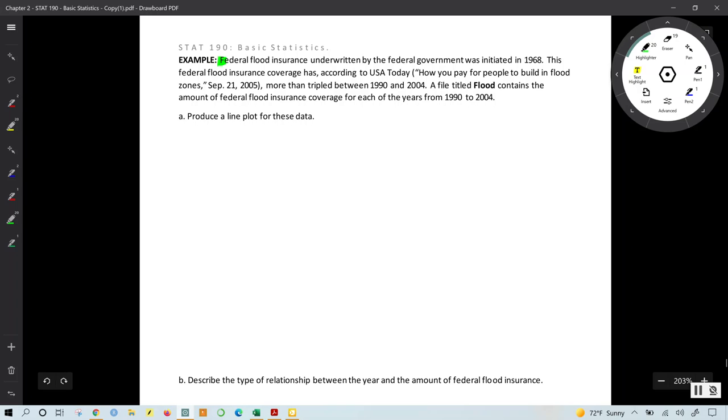Here we're told that federal flood insurance underwritten by the federal government was initiated in 1968. This federal flood insurance coverage has, according to USA Today, more than tripled between 1990 and 2004. So that is a claim. We ask for the data.